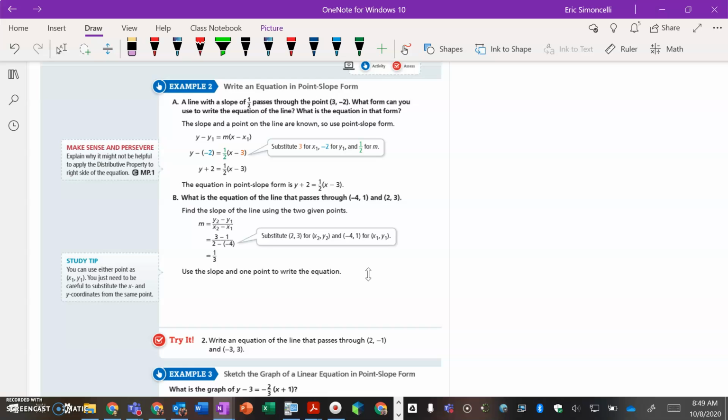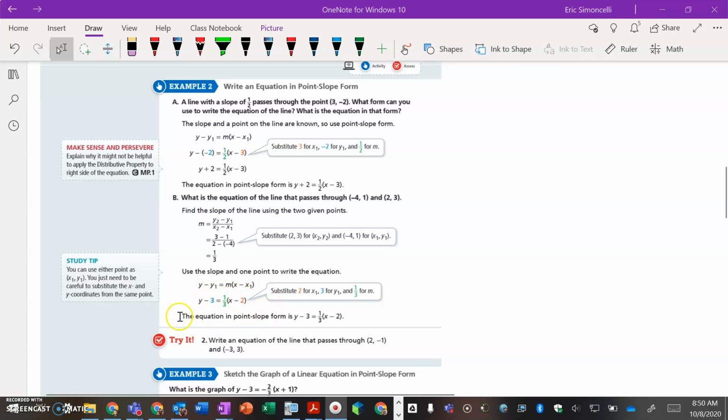Use the slope and 1 point to write the equation. y minus y1 equals m times x minus x1, so if we substitute 2 for x sub 1 and 3 for y sub 1, and of course a third for m. This is the version that, again, is point slope form. So the equation in point slope form is this: y minus 3 equals 1/3 times the quantity x minus 2.